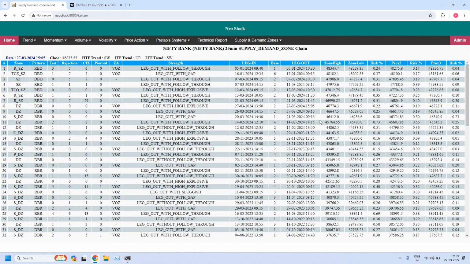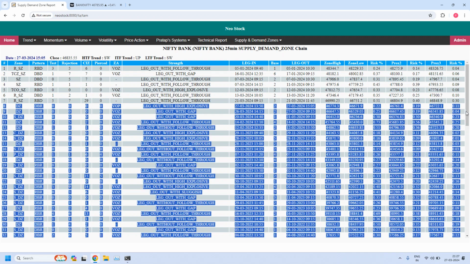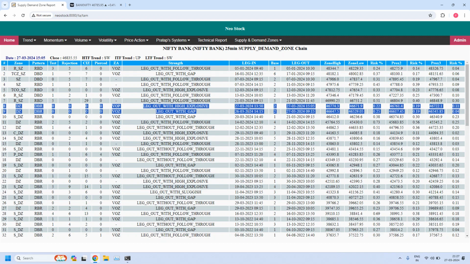Okay, the 25 minute zone is ready. And today, two 25 minute zones are created, 8 and 9. You can pause the video and study these zones. Both are normal demand zones only, and one is a fine-tuned zone.